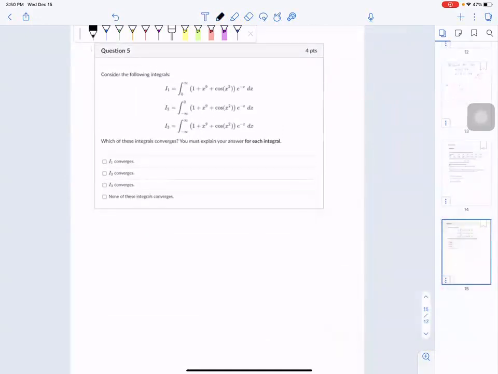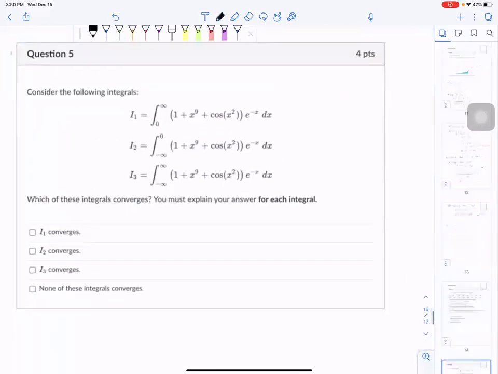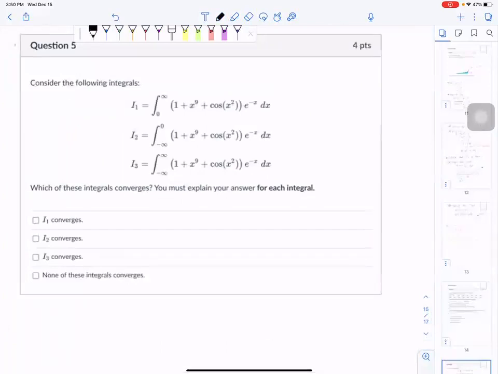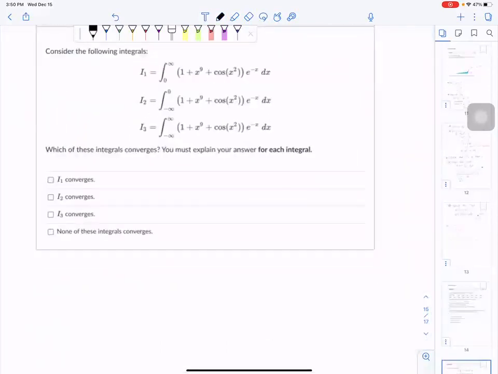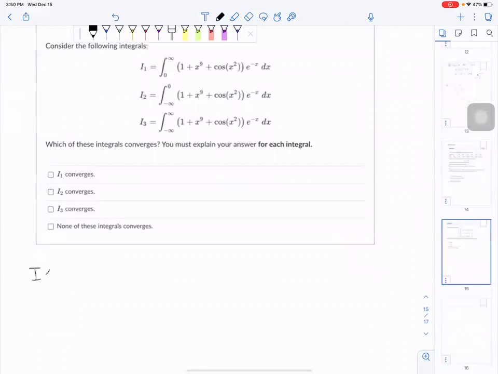All right, so number 5. Okay, you see an improper integral. The first thing you think is, oh, let's use the formula for an improper integral, right? So let's focus on I1 first.